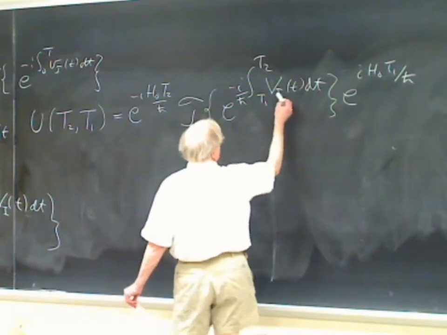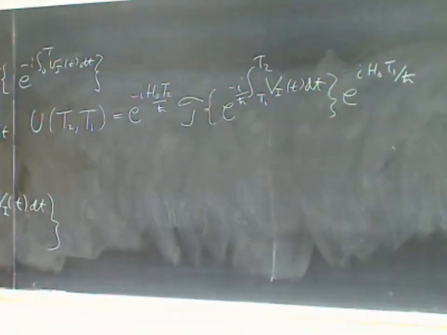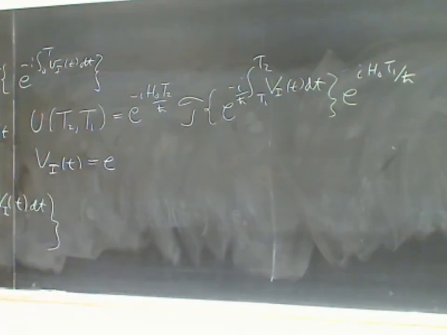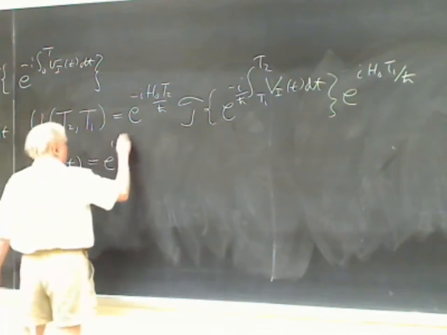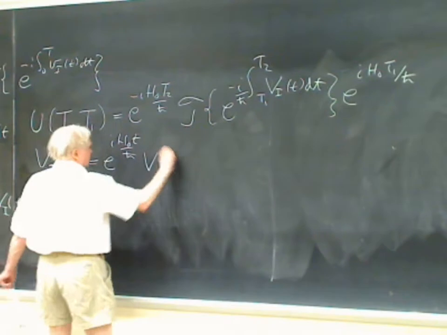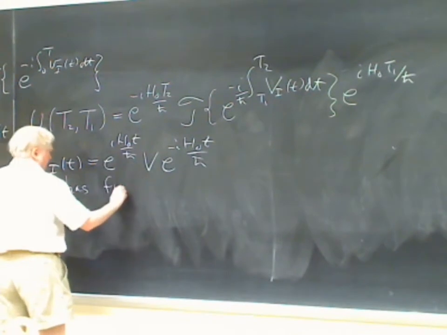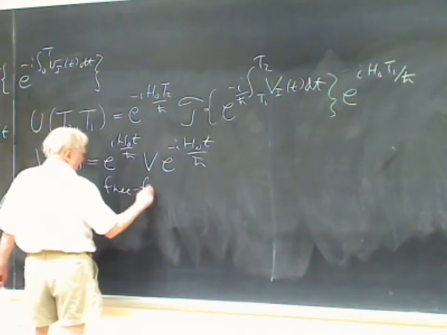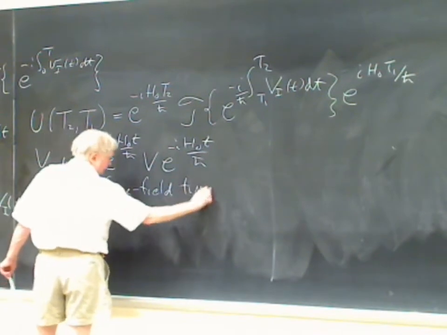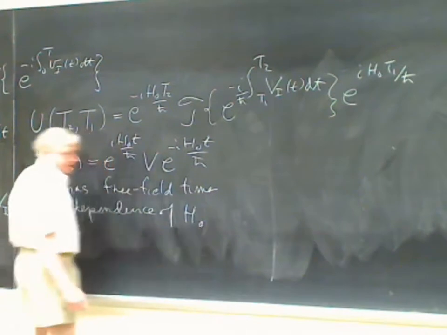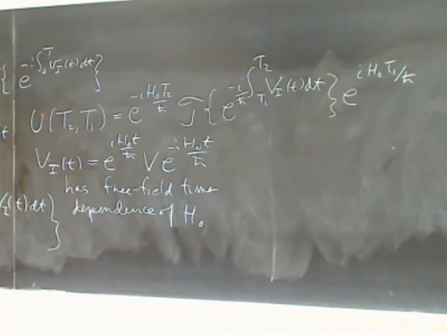Of course, they're in here in a complicated way. The complicated way is simply that V_I of t is e to the i H0 t over h bar, V, e to the minus i H0 t over h bar. So this has the free field, time dependent, of H0. So that's basically what that is.